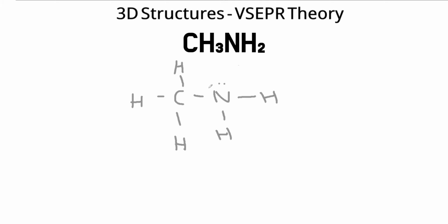Then for your VSEPR theory, you would take each central atom individually. So you look at the carbon and then your nitrogen. So the carbon has no lone pairs and has 4 bonds. That means it has to be tetrahedral. That means its shape will be tetrahedral. And then this one, it has a lone pair and 3 bonds. That means it has to be trigonal pyramidal.